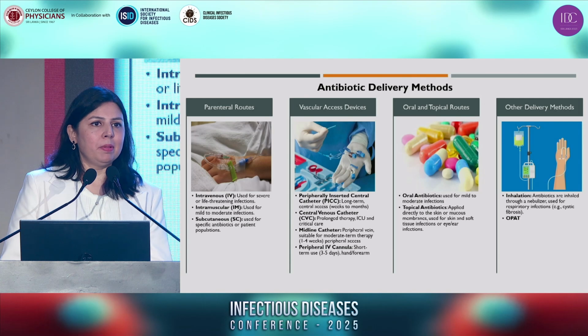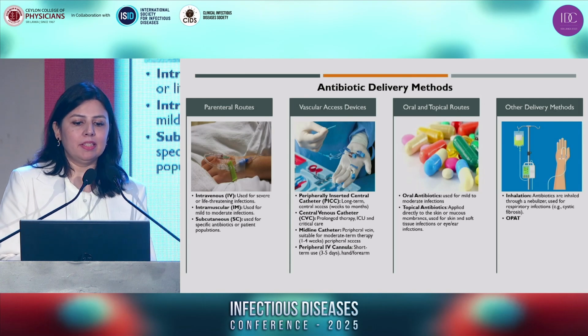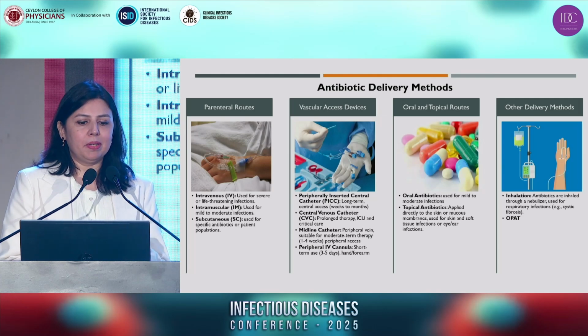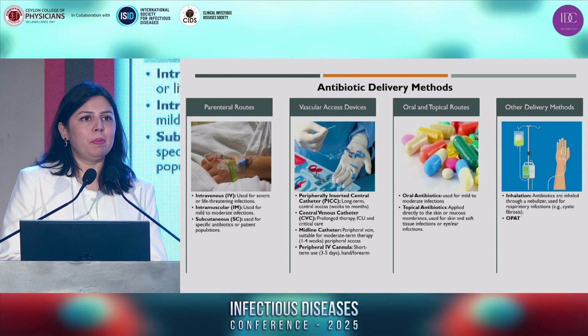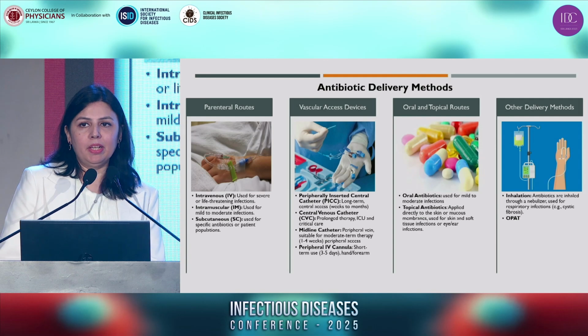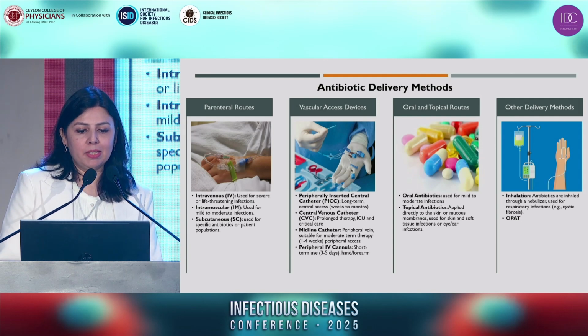There are a number of studies that have tried to compare the midline catheters with the PICC, and they have identified that midline catheters, which are again for the peripheral veins, have shown a better result as compared to the PICC. They are mainly used for moderate-term therapies for a period of 1 to 4 weeks. And then we have the very commonly used peripheral IV cannulas, which are used for short-term use for 3 to 5 days and can be applied on the hand or forearm.